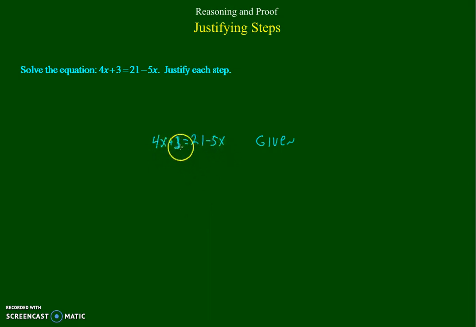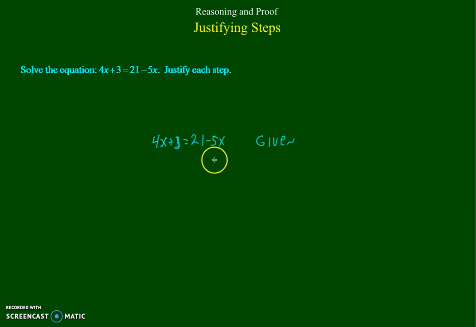You can combine your constants. You can combine them on the left, combine them on the right. You can combine your variable terms first. It doesn't really matter. The only issue is that you give a valid mathematical reason for every step that we do. And we're going to use the properties, definitions, and rules that we've talked about so far to justify these steps.